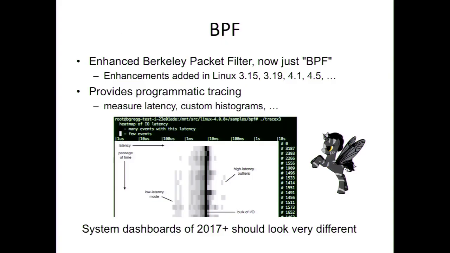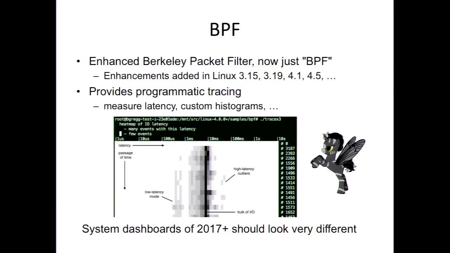But the new thing that's coming out is BPF. It's been added in stages in Linux: 3.15, 3.19, 4.1, 4.5. We've got more stuff coming in 4.6 as well. By about 4.7, BPF should basically be done in terms of tracing. We'll have all the features we need. And it lets us do things like this latency heat map of disk IO, which is quantized and measured in kernel where it's efficient, and only the heat map rows are passed to user level. So we should see this in monitoring tools, and we're going to make this work in the monitoring tools at Netflix.